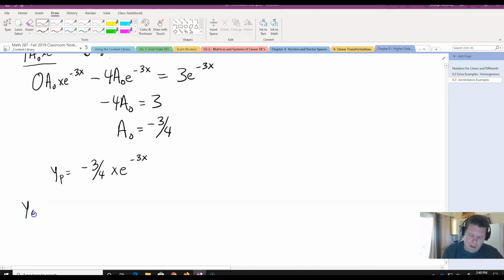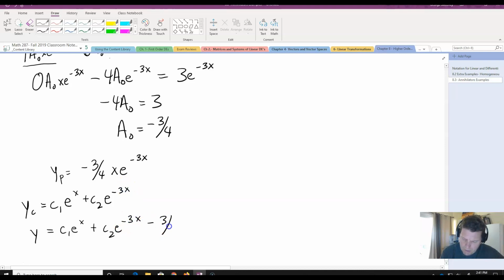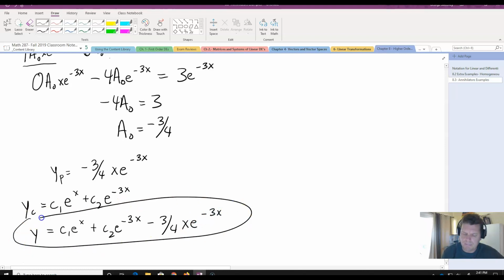So remembering that yc was equal to c1 e to the x plus c2 e to the negative 3x, our whole y is going to equal c1 e to the x plus c2 e to the negative 3x minus 3/4 x e to the negative 3x. And that is our complete solution.